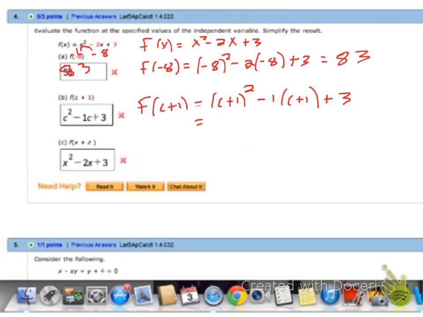The next thing is that c plus 1 squared, that's where most errors happen. That means c plus 1 times c plus 1. You can't distribute that squared into that c plus 1. It is not c squared plus 1 squared, so don't do that. It's c plus 1 times c plus 1. And if I FOIL that out, you get c squared plus 2c plus 1.